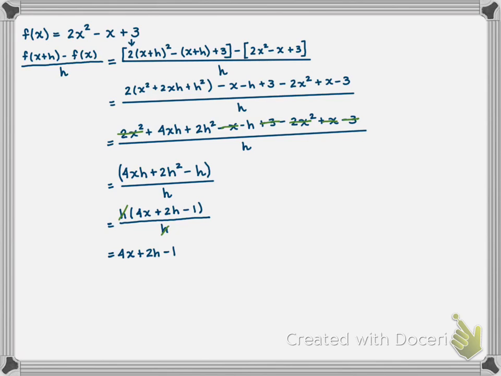Does it matter if it's in descending order? No, because with 4x and 2h, there isn't really a descending order because they don't have the same variable. Those are both degree 1. So if you were to switch them, it wouldn't change anything as far as the degree goes.